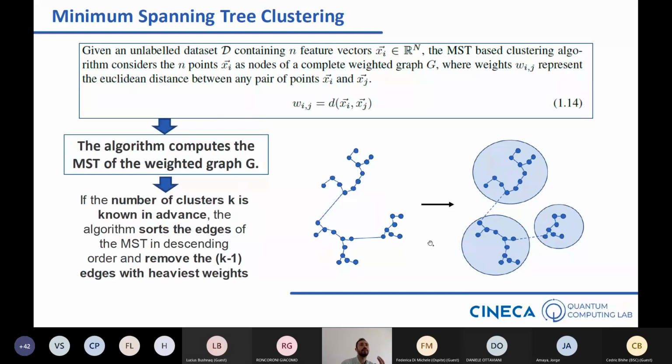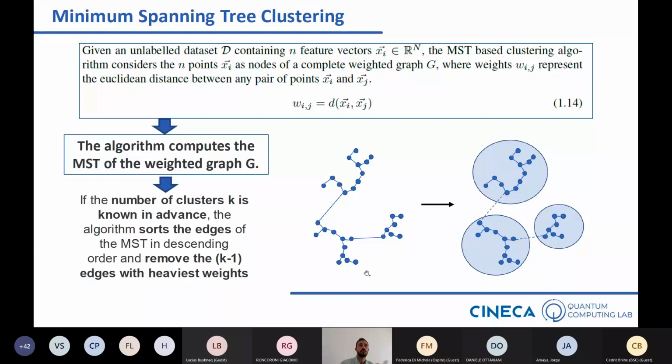And you can apply minimum spanning tree to clustering in this way. Of course you have your cloud of points, of vectors, and at first you consider the weighted graph G, which is a complete graph, so you connect all points together, and the weight is given by the Euclidean distance between the vectors.